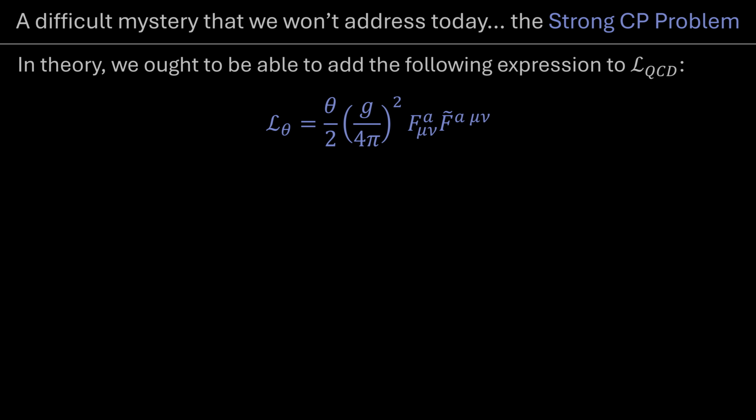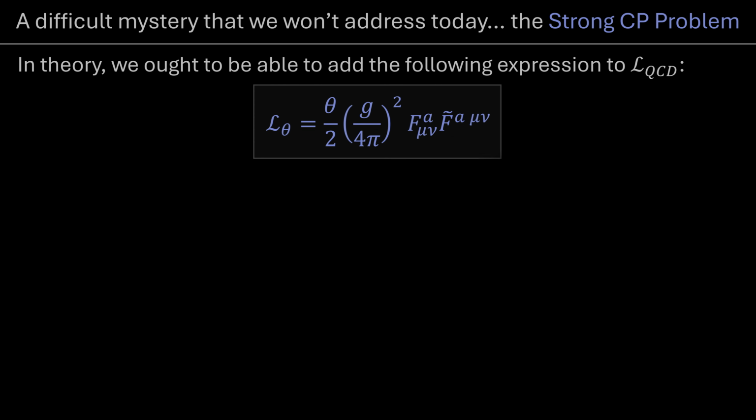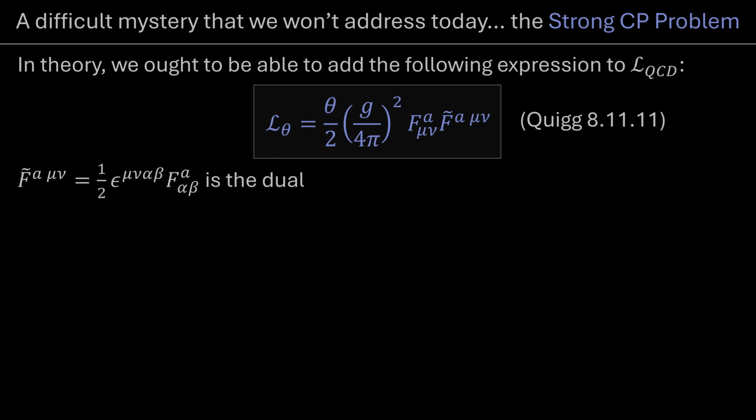We'll call it L theta, where this equals theta over 2 times g over 4 pi squared times f mu nu a, f tilde a mu nu. Now all that stuff in front of the f mu nu, that's just a constant. Theta is a parameter that sets the strength of this term in the Lagrangian, and then g is our good old QCD coupling constant. So the only thing here that's new, that's kind of interesting, that we haven't talked about in this video, is this f tilde.